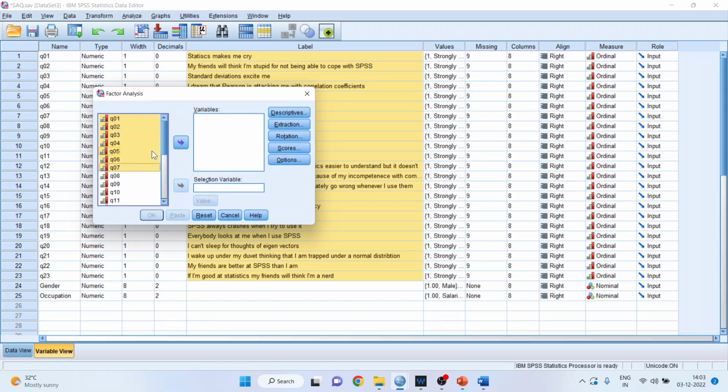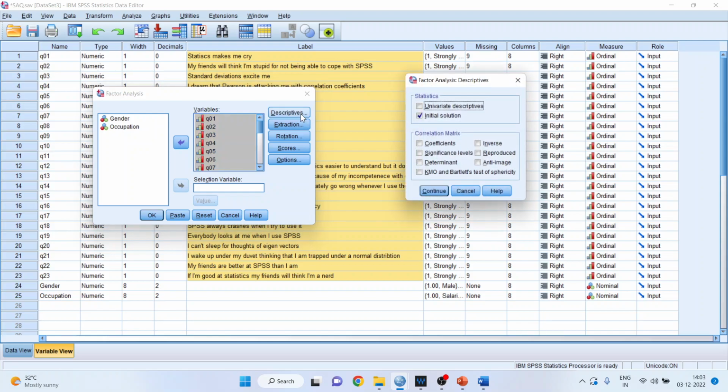Now make sure that you only transfer the statements here. No demographic variable is to be transferred. Gender or occupation will not be transferred. Only statements which are asked on Likert scale are to be transferred. Activate the Descriptives. Make sure univariate descriptives is on and KMO and Bartlett's test of sphericity is on.